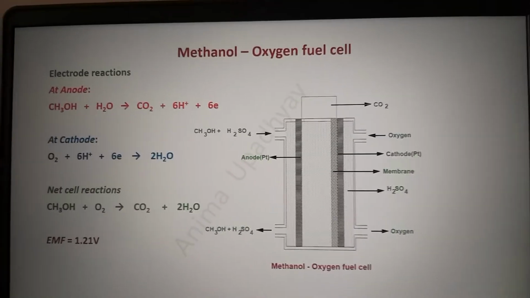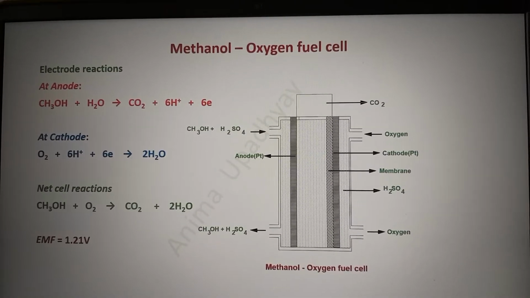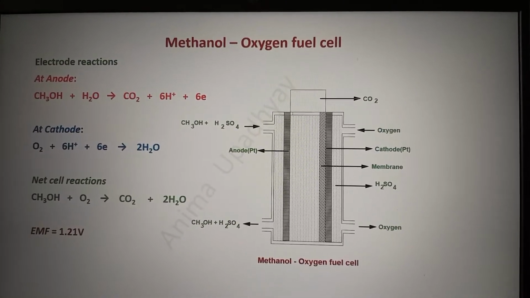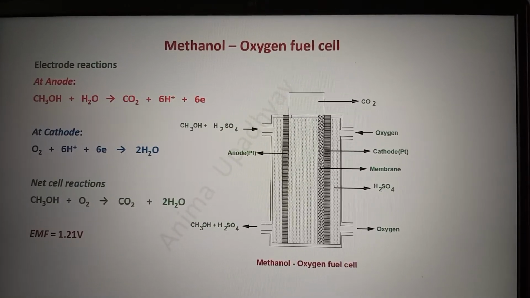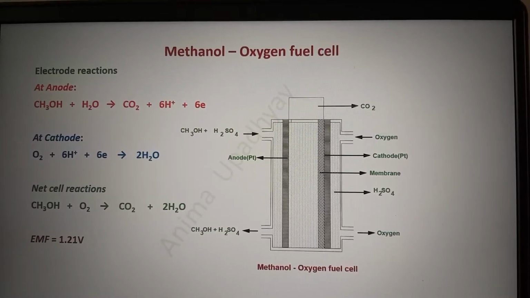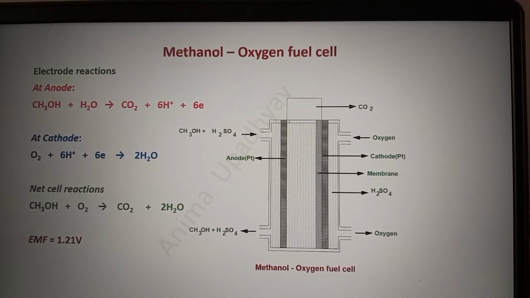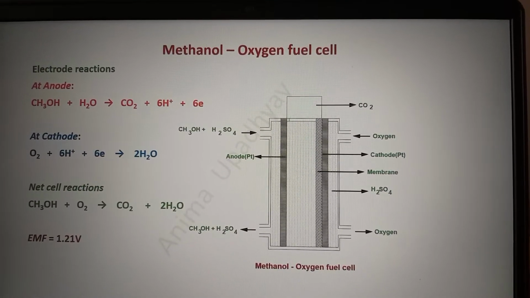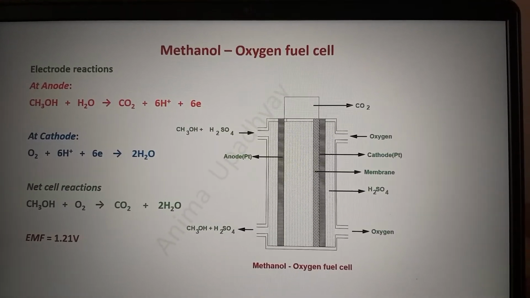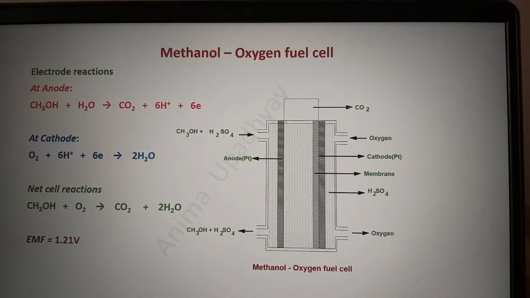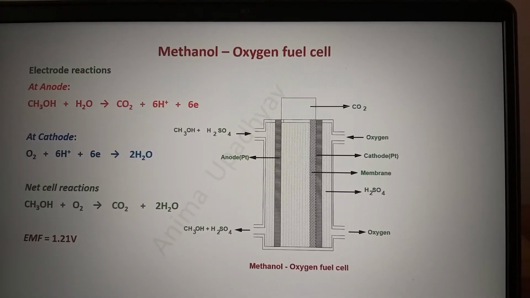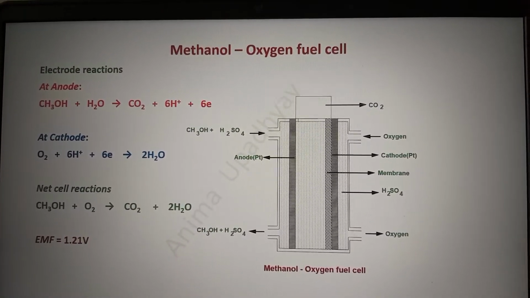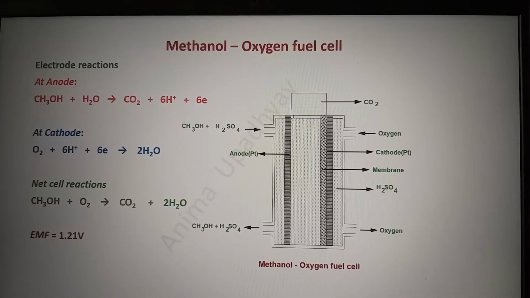Here in the figure, you can see the methanol is supplied at the anode. Methanol formula is CH3OH. Oxygen is supplied at the cathode and a membrane is kept in close contact with the cathode, which prevents the rapid diffusion of the fuel into the cathode. And the electrolyte used here is sulfuric acid, that is H2SO4.